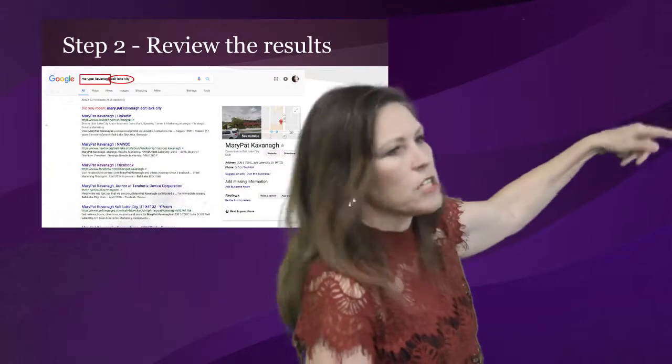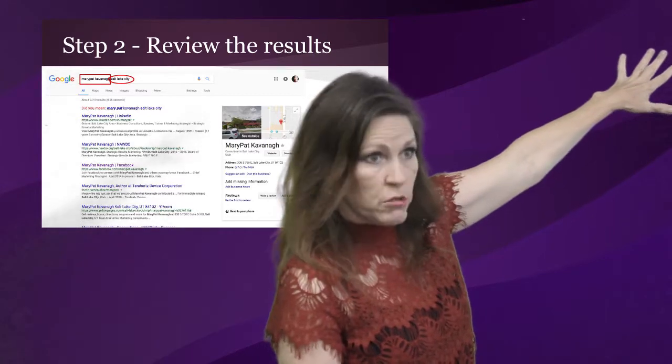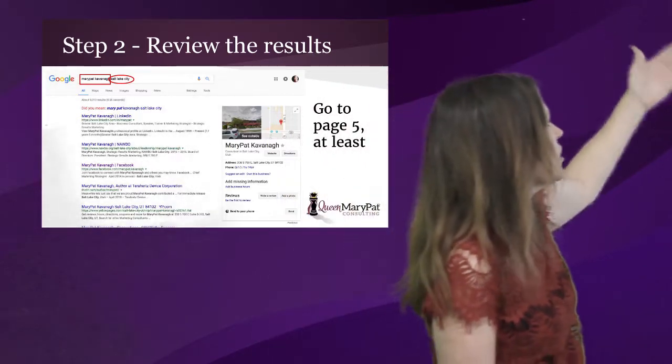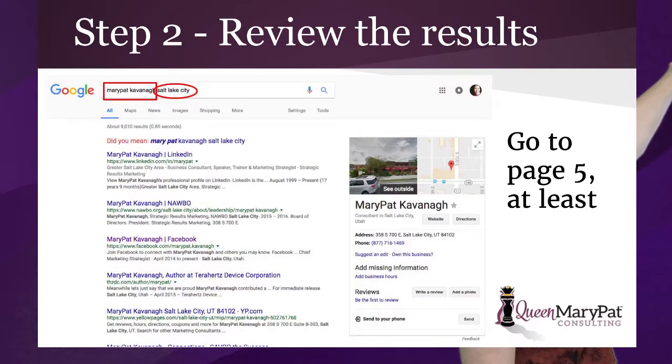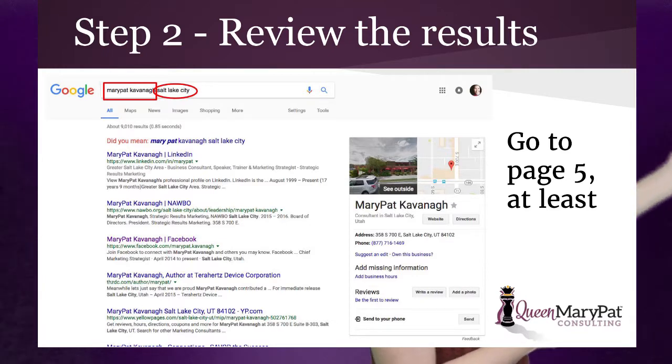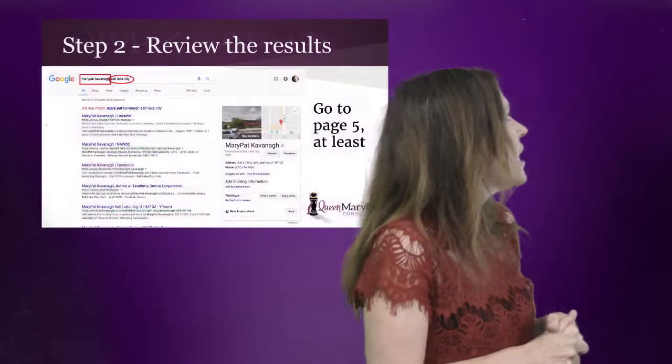The second thing is that you're going to review the results. So it's one thing to just do the search. It's another thing to actually look at everything. You want to do a search on yourself, and you're probably going to need to put your city. The city is more important than the state right now because of the way the search engines are organizing information. They are prioritizing local information, and so they like cities attached to that.